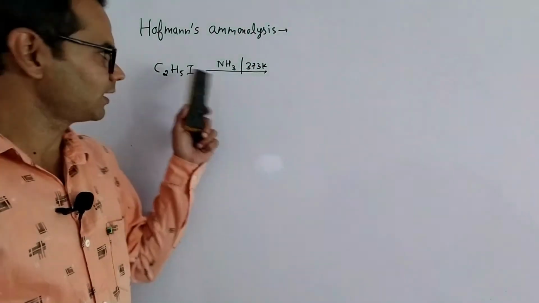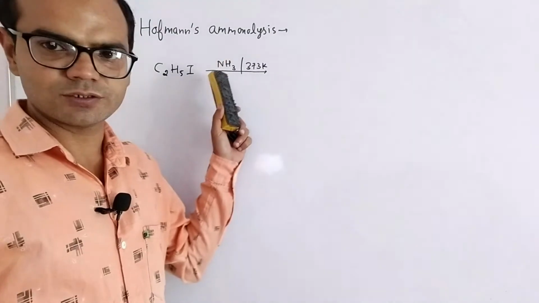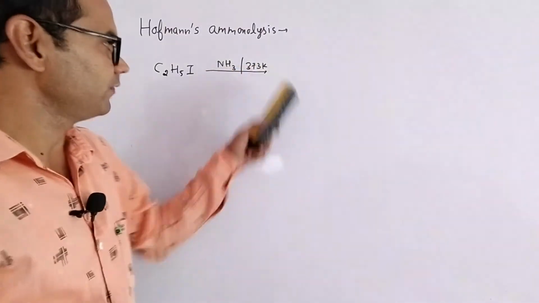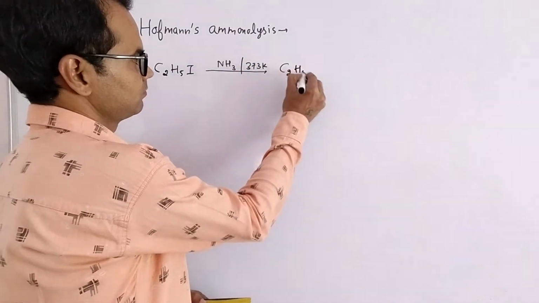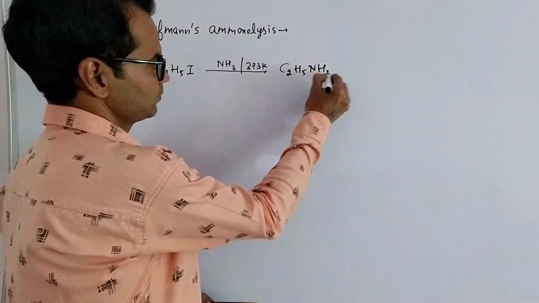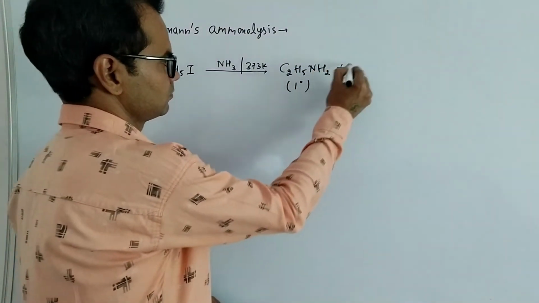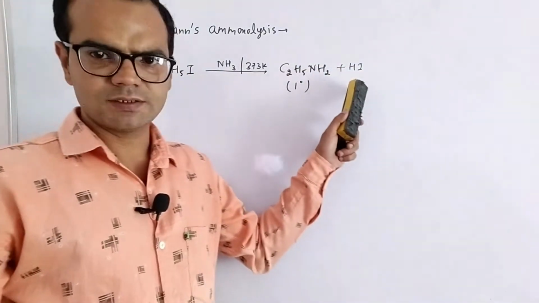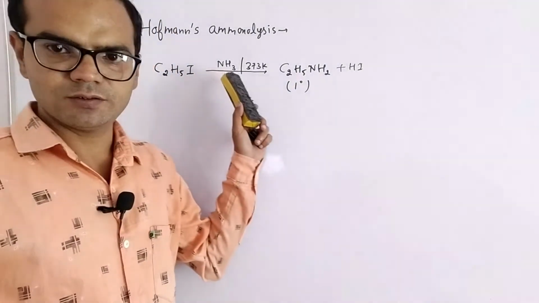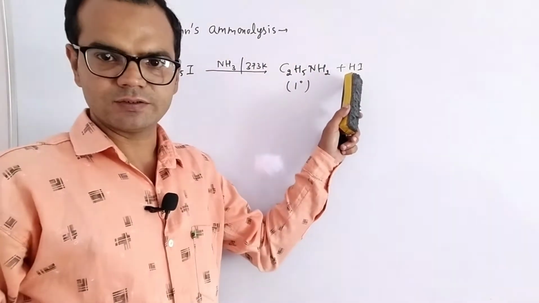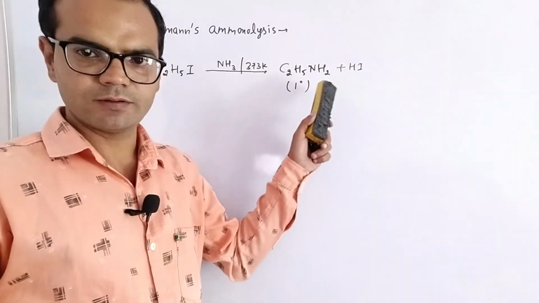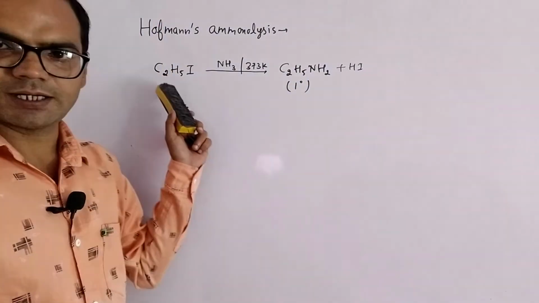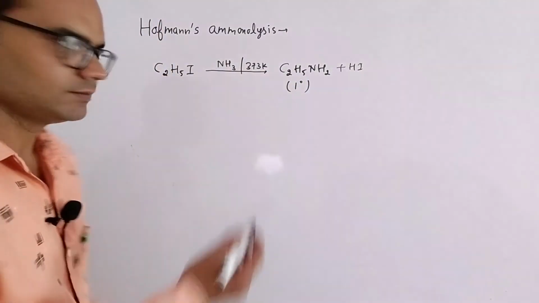So in this reaction, alkyl halide is heated with basic solution of ammonia at 373 Kelvin. As a result, SN2 reaction takes place and we obtain a primary amine, and byproduct is a strong acid. That's why we require basic solution of ammonia. This base will neutralize the effect of HI, otherwise reaction will be reversible. So now this primary amine formed, it further reacts with the alkyl iodide to give a secondary amine.